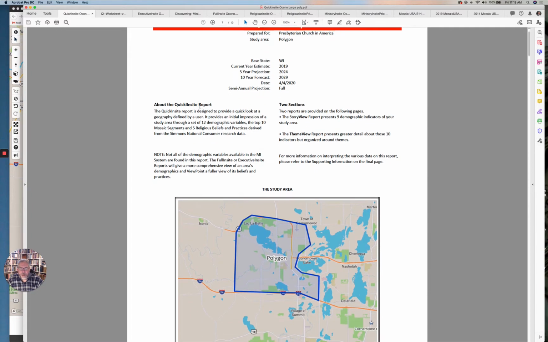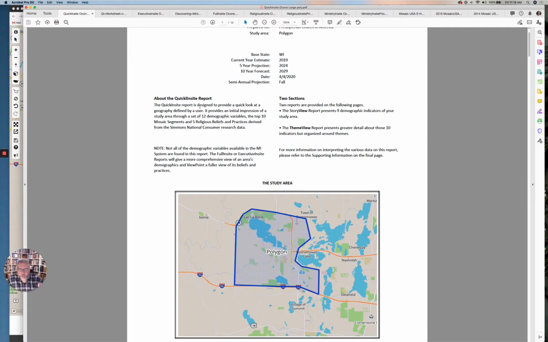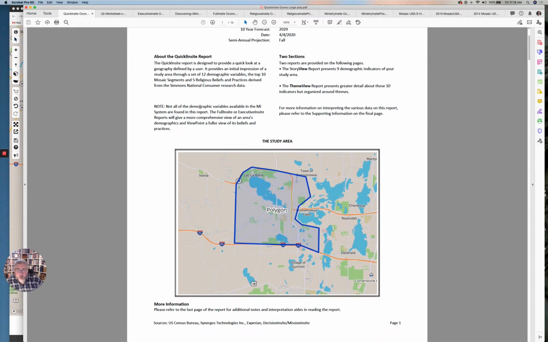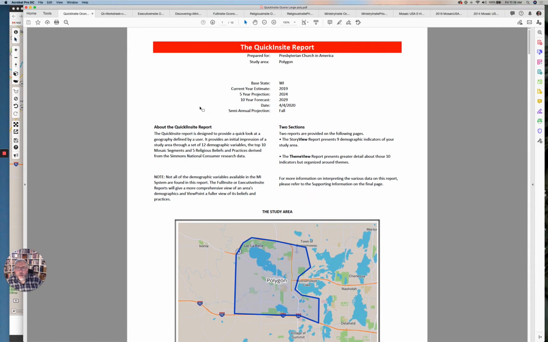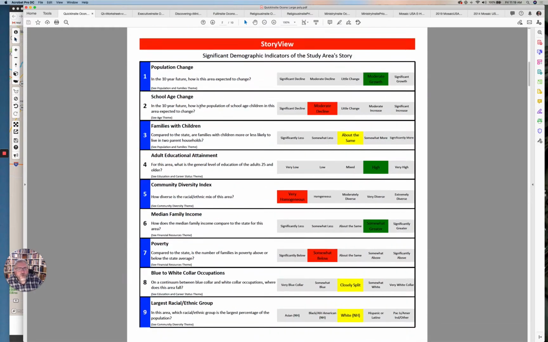And so in that area, here's the original one. I'm not going to take the time to download them all now, so I've done them already. Here you've got that polygon that I first drew, and this is the Quick Insight. Again, this gives you a great overview.